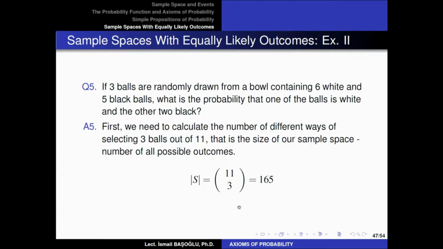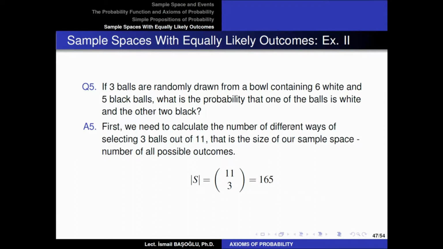Okay, so we have learned this combinatorial analysis concept, and the things that we have learned there would be helpful to us to count the number of elements in the sample space and the elements in certain events, right? So basically here 11 choose 3 is the number of outcomes that we may observe in the random experiment. And that is equal to 165 if you do the calculation.